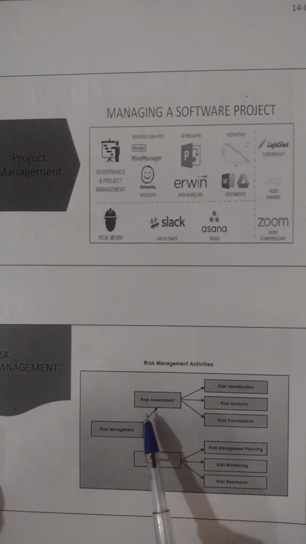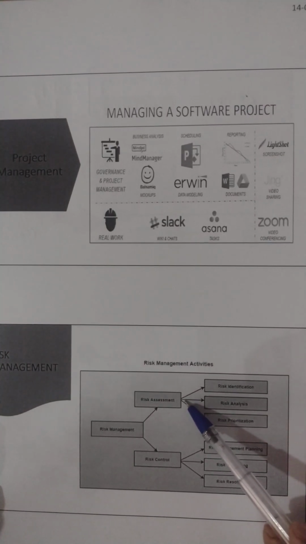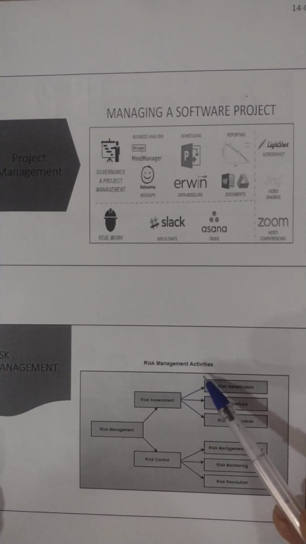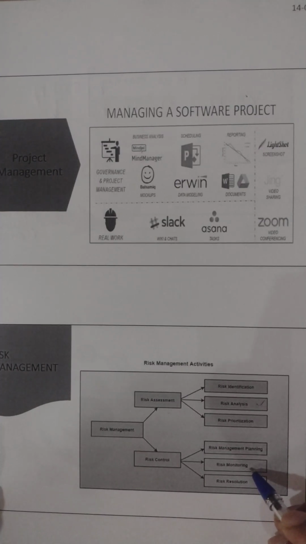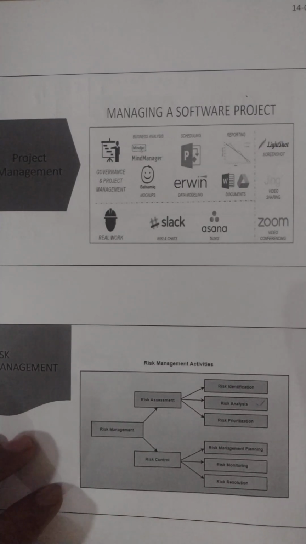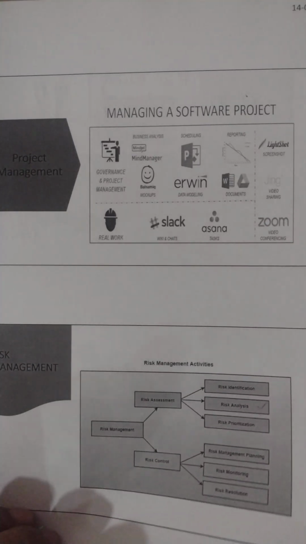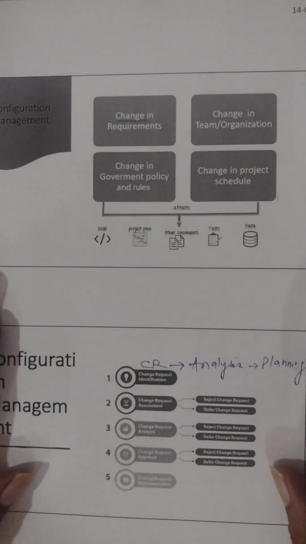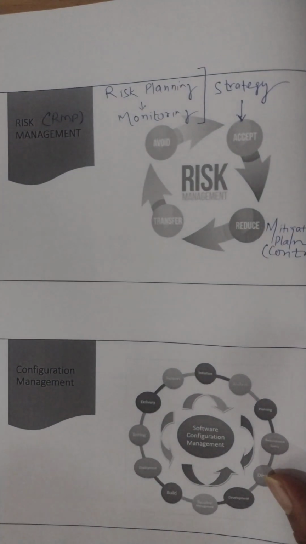So in risk management, you have risk assessment and risk control. In risk assessment, we are talking about risk management activities. We have risk identification, risk analysis, risk prioritization, risk management planning, risk monitoring and risk resolution. These are the risk management activities which are always part of any typical software development project.